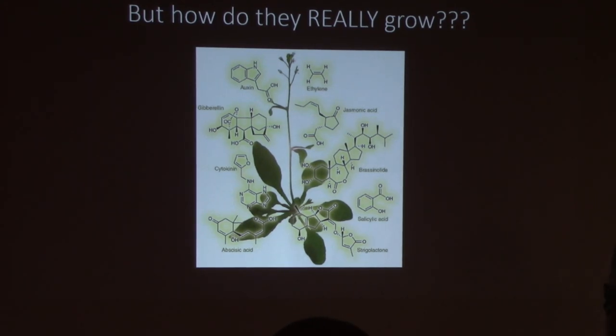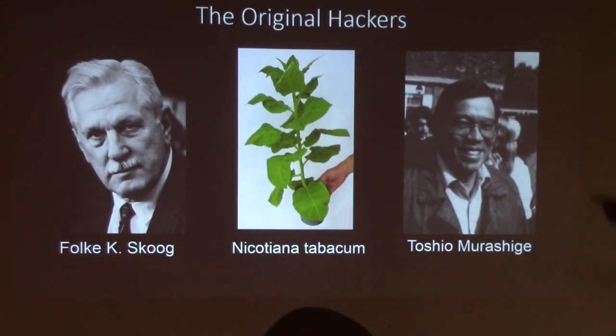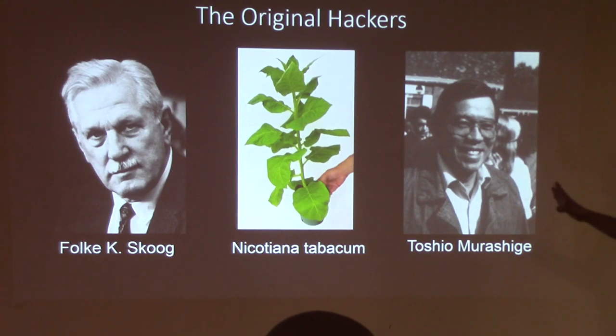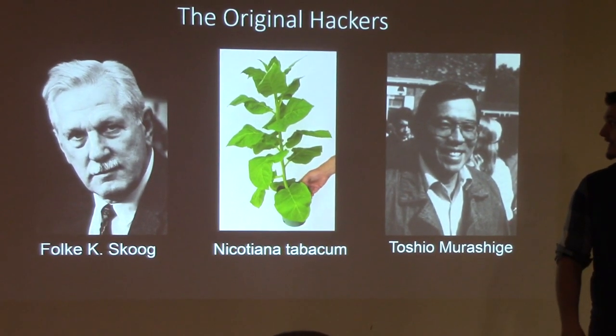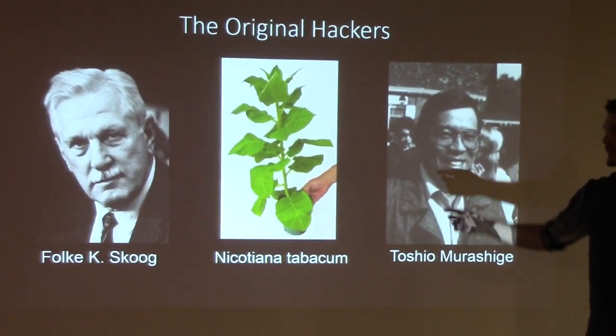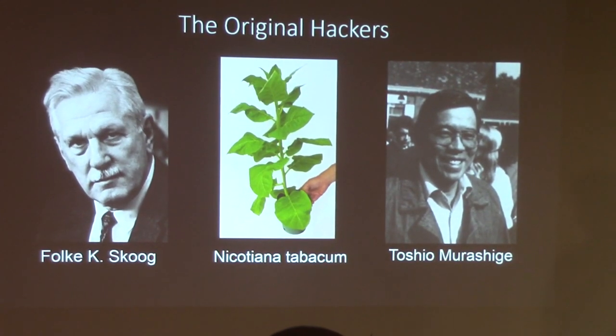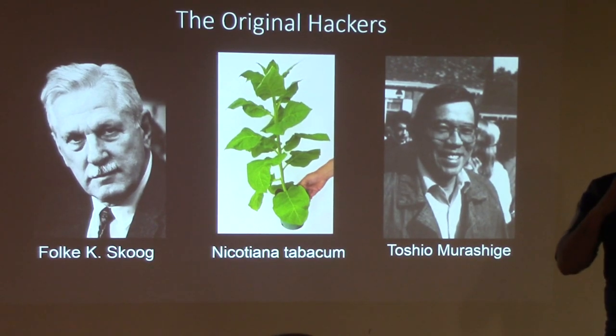So these hormones were discovered by these three organisms, two humans and a plant. I want to credit the plant, but plants don't get too much credit. So Folke Skoog and Toshio Murashige, working at the University of Wisconsin in 1962, had a theory that plants have hormones, and there was some previous information that actually explained the situation. And they basically mashed up leaves, and they used the juice to grow more tobacco leaves. And what they noticed is that they actually started inducing this weird tumor thing.